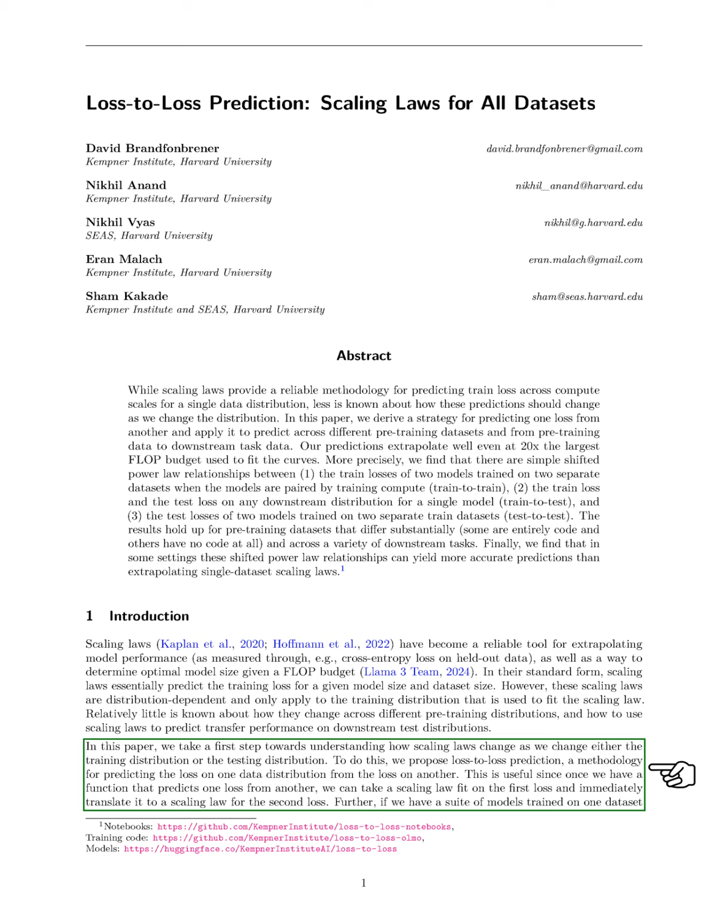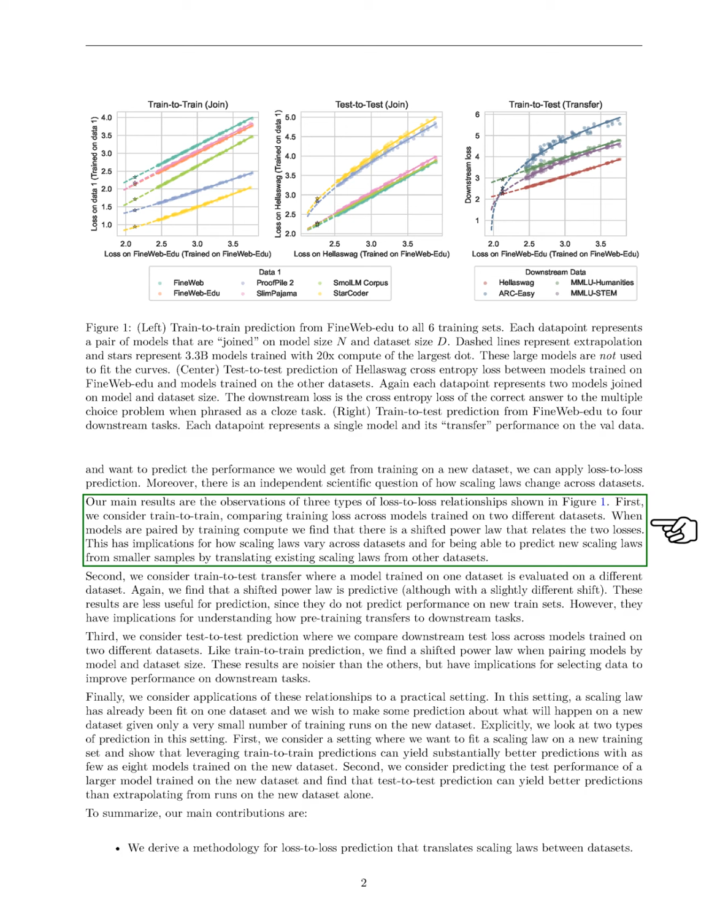To achieve this, we introduce a method called loss-to-loss prediction, which allows us to estimate the loss on one dataset based on the loss from another. This method is beneficial because it enables us to apply a scaling law derived from one dataset to predict scaling for another. We identify three types of loss-to-loss relationships.